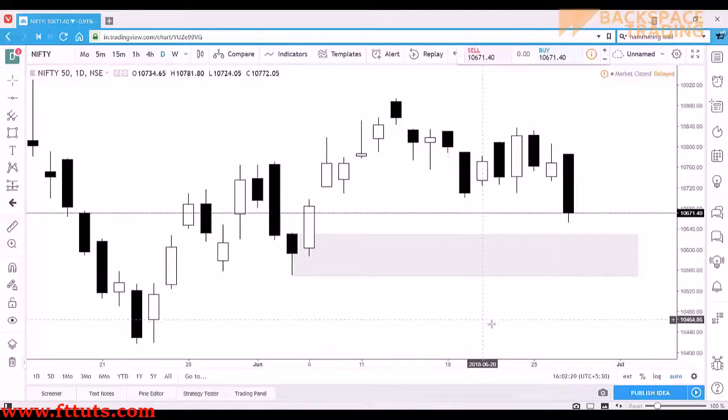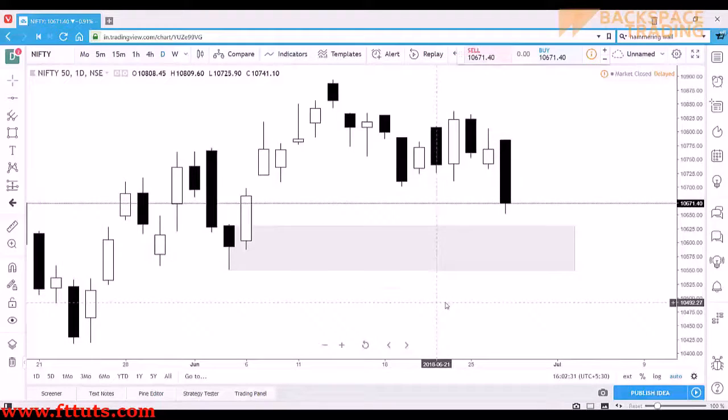Yeah, seeing this would be great. It's gray color. Okay, so this is my support zone. I just mark my support zone. Now I'm gonna mark my resistance zone.